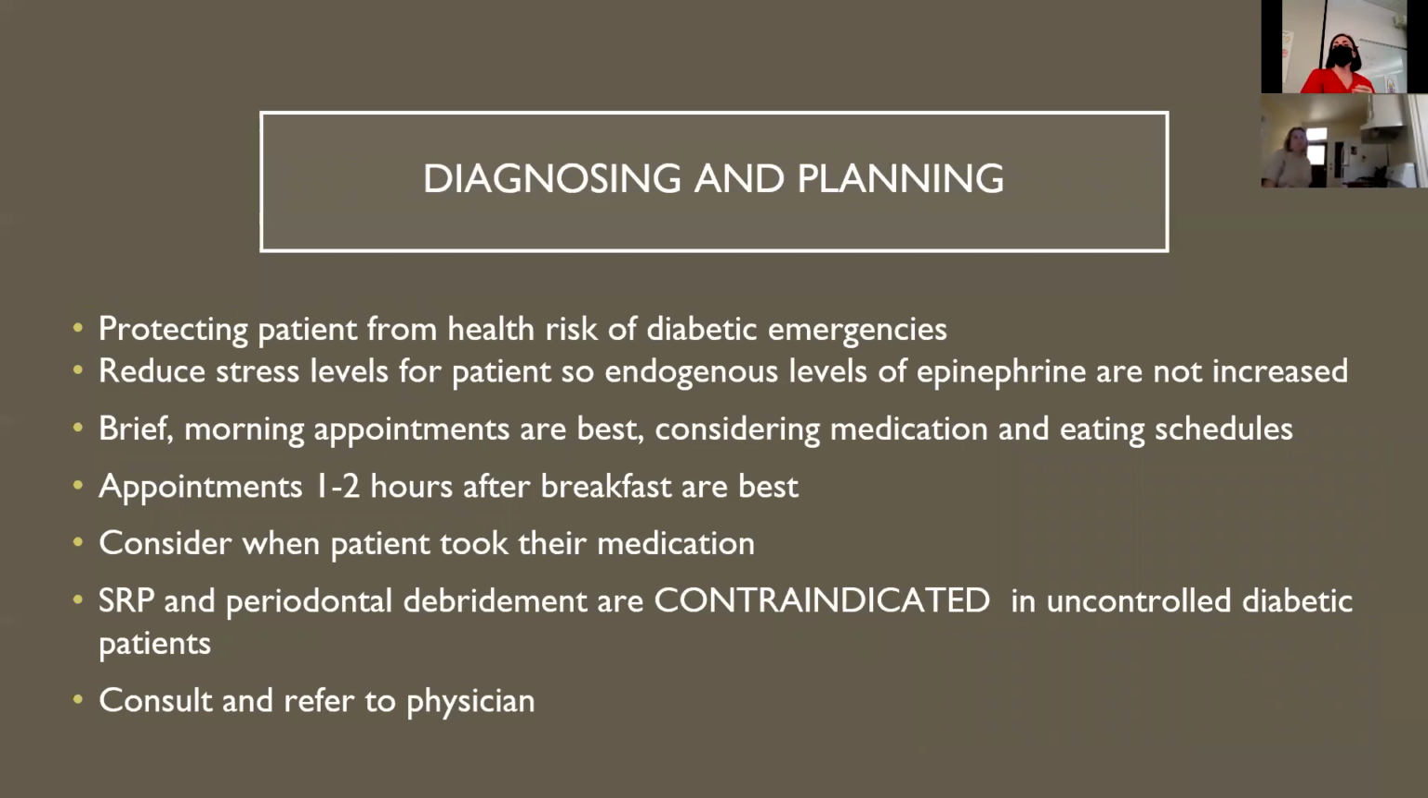Diagnosis and planning. So protecting patients from health risk and diabetic emergencies. These are just things we want to consider when we're thinking about the treatment, how often they're going to have to come in, how long their appointments are going to be, all that kind of stuff. We want to reduce stress levels for the patient. We want to keep our appointments brief, and mornings are best. Their glycemic levels are generally more controlled in the morning.